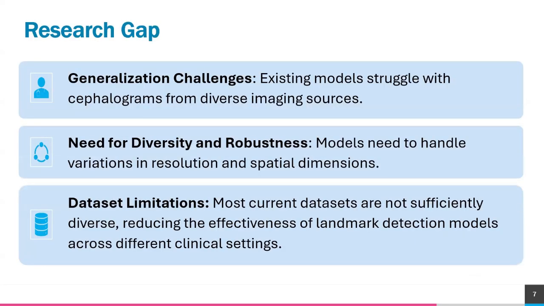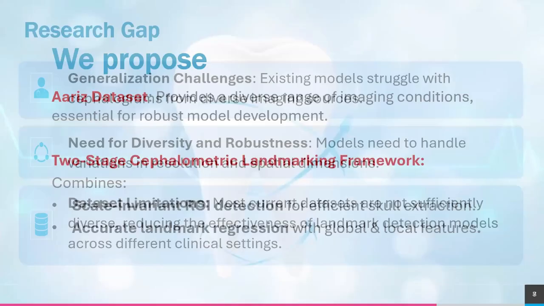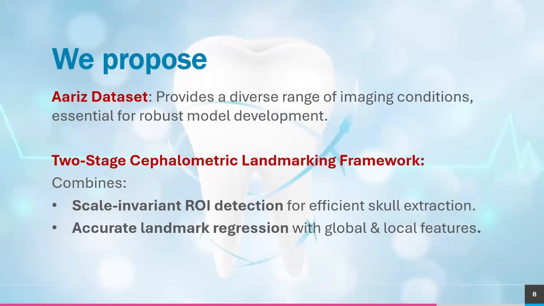Therefore, the research gaps can be divided into three. Firstly, there are generalization challenges. Secondly, there's a need to develop models that can be applied to cephalograms of varied resolution and spatial dimensions. And thirdly, the datasets available are small and less diverse. Therefore, we propose to utilize the RS dataset. It was proposed in 2023 at the Cepha29 challenge and is a promising dataset with high variations. And thus, there's a need to develop models utilizing this dataset.